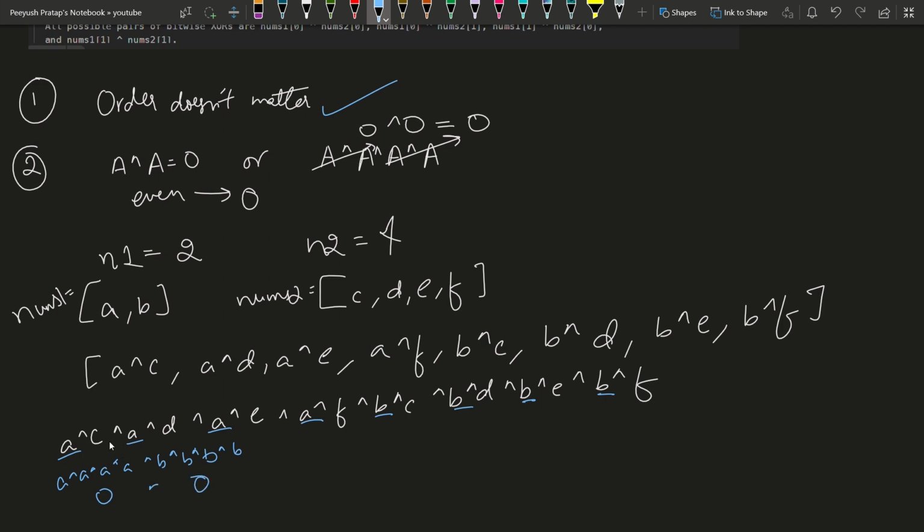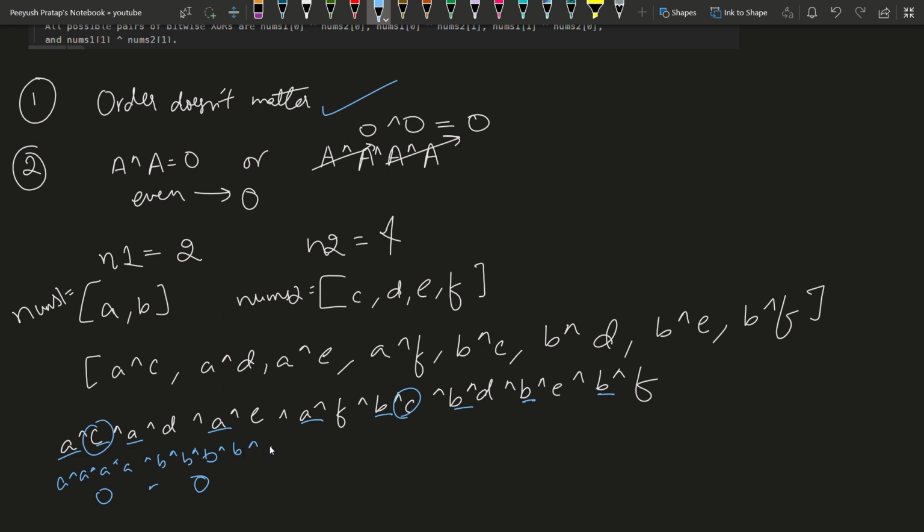And similarly for the same case, if we look at C and see the size of nums1, it is 2, that means that C will come 2 times. One is here, another one is here.